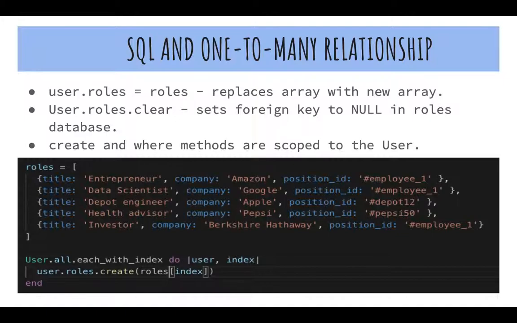So user.roles = roles can replace an array with a new array, and user.roles.clear sets the foreign key to null in the roles database. So that would break the relationship with the user. We can use create and where also to scope our queries regarding the roles on the user to the user itself.